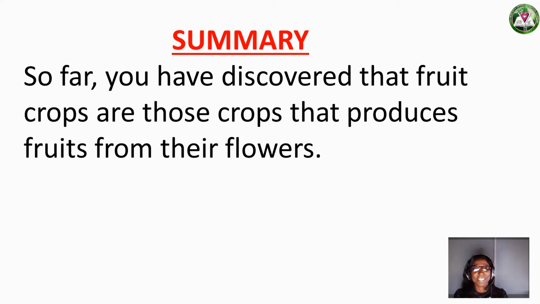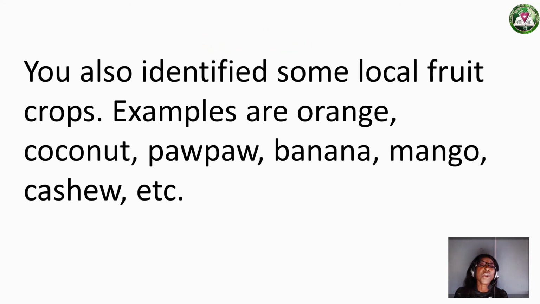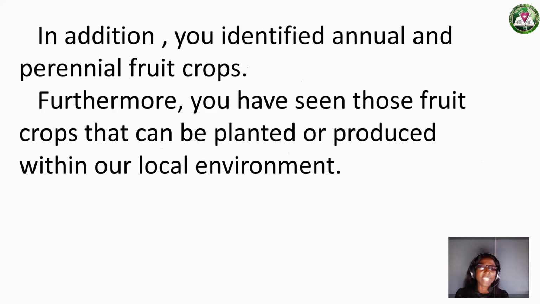So far, you have discovered that fruit crops are those crops that produce fruits from their flowers. You also identified some local fruit crops. Examples: orange, coconut, pawpaw, banana, mango, cashew, etc. Then in addition, you identified annual and perennial fruit crops. Furthermore, you have seen those fruit crops that can be planted or produced within our local environment.